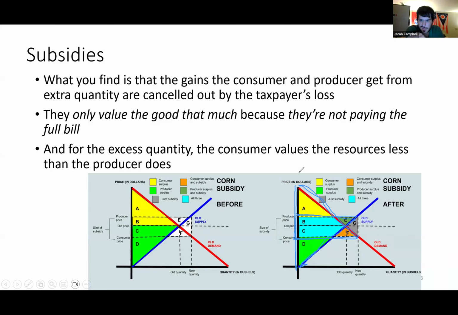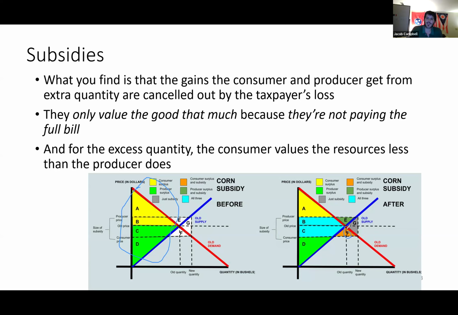Now, within this area, B and C have overlap. The consumer and the producer are both getting B, and they're both getting C. But remember, we have to subtract the subsidy expenditure because that's been taken away from someone else. And so if we have +2 and -1, that cancels out and you just get 1. So this blue area here, it's not a loss, but it's not a gain either. It's not a gain compared to before the subsidy, when society got this whole triangle.